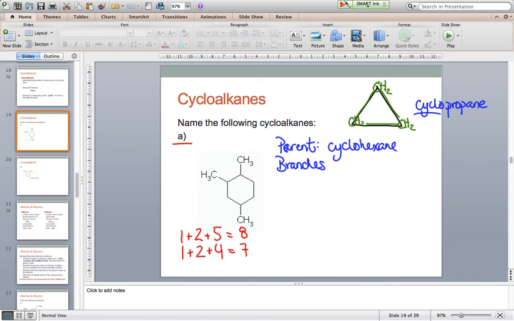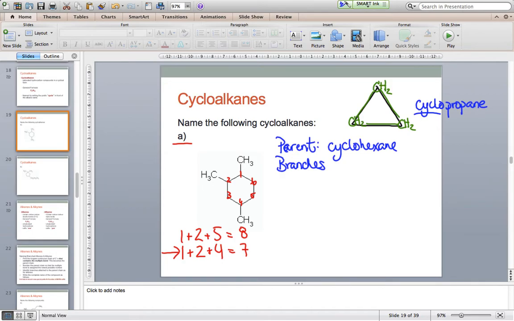If you guys want to play around with this and work on numbering this cyclohexane ring to see if you can come up with anything lower than 7, or what you come up with when you put numbers in different places, that's cool. I'm going to tell you that this one actually is the lowest, so I don't know why I just erased that. There's our numbering of our parent chain to give us the location of our branches.